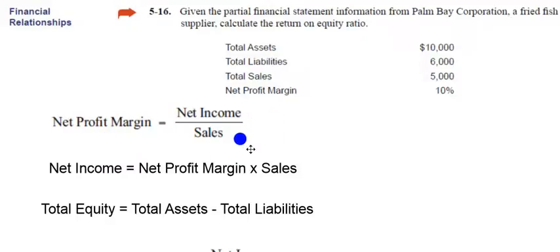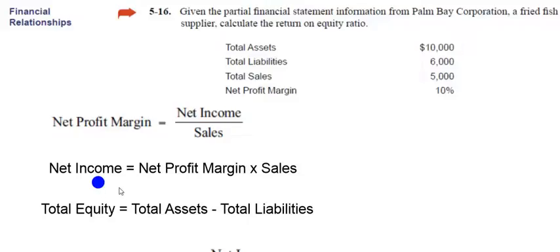So we have sales right here. We have two of these variables. We don't have net income. So we simply solve this ratio or equation for net income. We multiply both sides by sales, do some simple algebra, and get net income equals net profit margin times sales. And that's going to give us our net income.